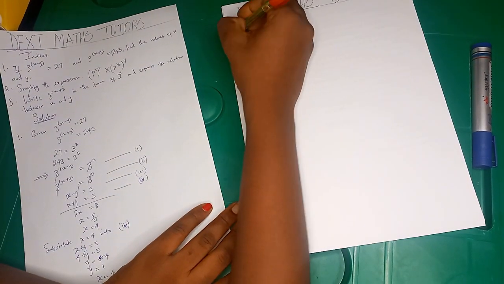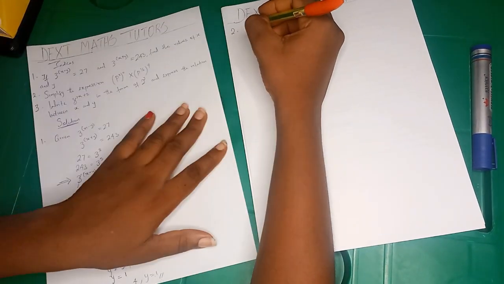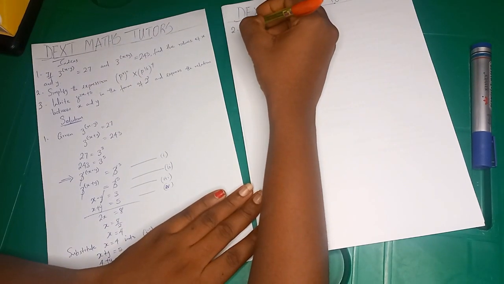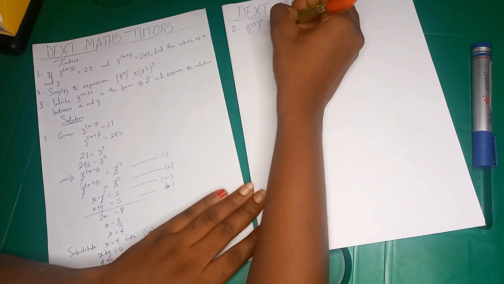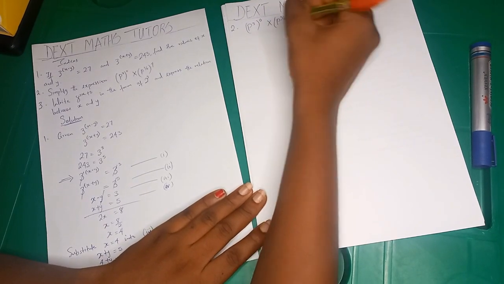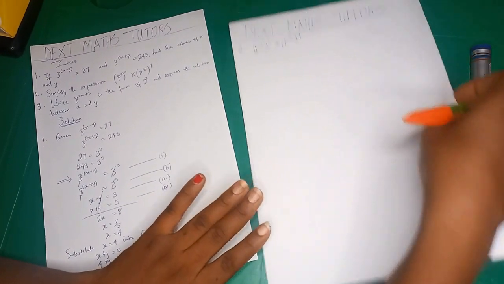We'll move straight to the next one. It says simplify the expression. I hope you can see that clearly. p raised to the power of 3 all raised to the power of 0, times p raised to the power 1 over 2 all raised to the power of 4. We have to simplify this.